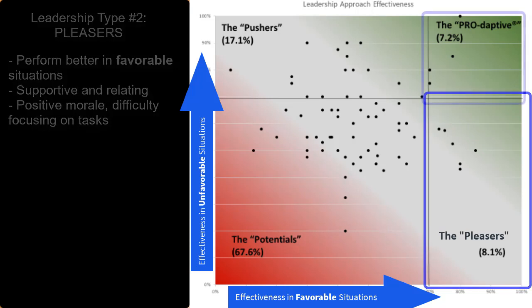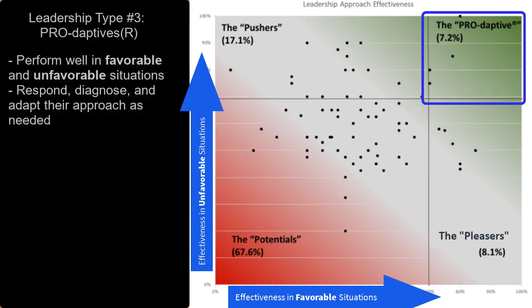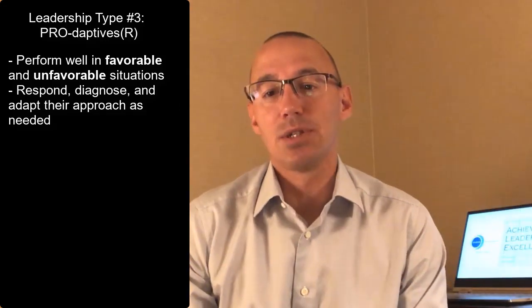Now, the prodaptives are those leaders that perform well in both favorable and unfavorable situations. We wish there were a whole lot more of these. Unfortunately, those represented only about 7%. So those were the ones that respond, adapt, and diagnose situations across all different types of scenarios.